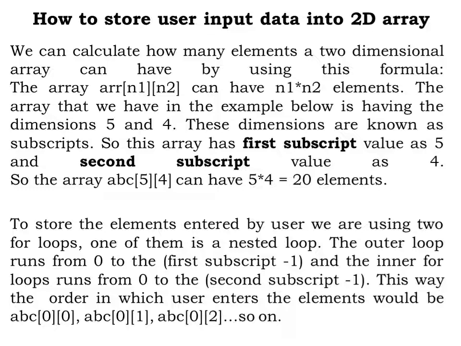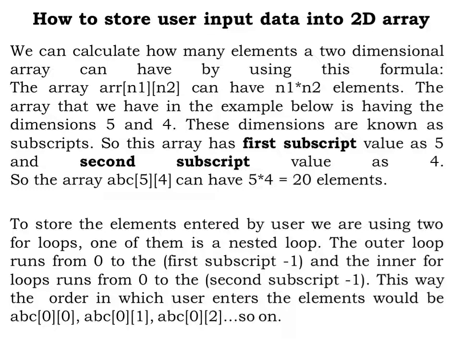So let us understand how to store user input data into a two-dimensional array. First of all, we should know how many elements we are going to store inside this two-dimensional array. For that, we can calculate how many elements a two-dimensional array can have by using this formula. The array name is ARR[N1][N2], where N1 and N2 are the rows and the columns. We can have N into N1 elements.